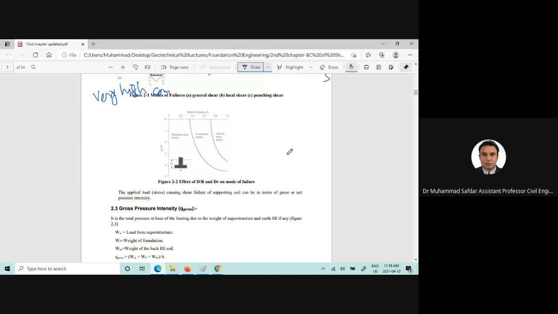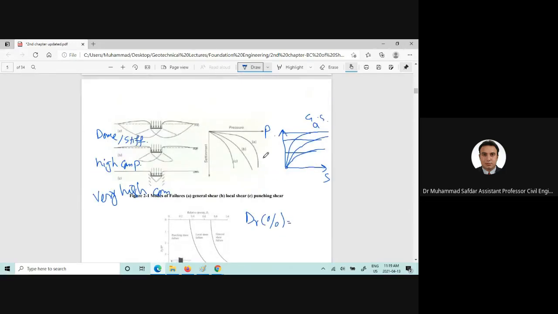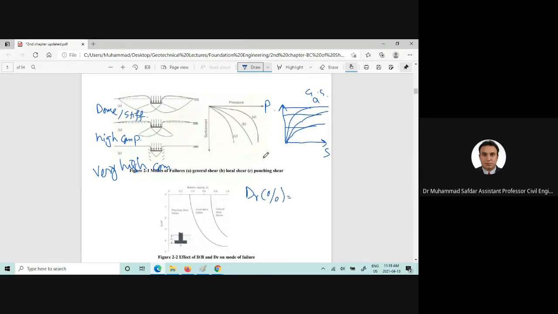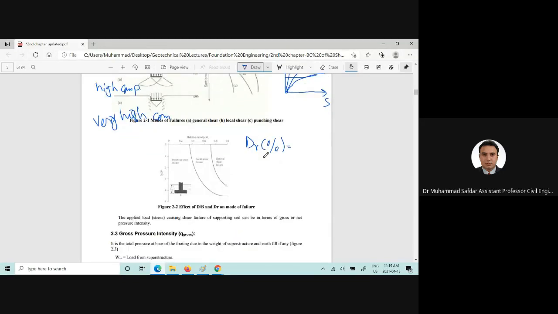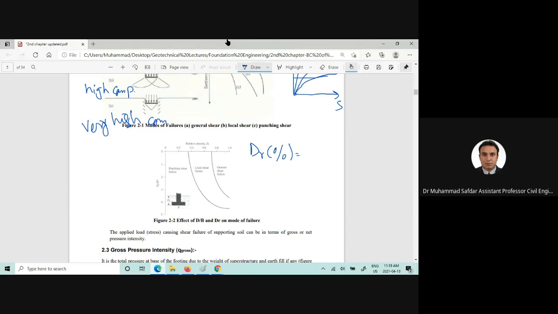Now, we discussed a little bit about the relative density of soils in Geotech 1 and in Geotech 2 as well. What is the relative density of soils? I need a short discussion here on the relative density of soils. We discussed stiffness, high compressibility, and very high compressibility, which relate to the cohesive soils. Now, we will also give you an idea of what type of mode of shear failure will occur in cohesionless soils. So what is the relative density?